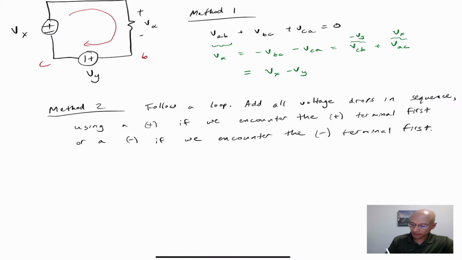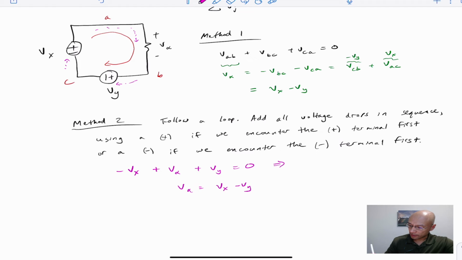Well, let's say we go from A to B to C again. Really, it doesn't matter where we start. We could start with C. Now, as we go clockwise around this loop, we encounter the minus sign of Vx first, so we have a minus Vx. And then as we go clockwise around again, we encounter the plus sign of V alpha, so we put in V alpha. And then as we go this way, we encounter the plus sign of Vy, so we put in Vy. And then we equate everything to zero. As you rearrange this, you see that V alpha is equal to Vx minus Vy. And you reference back here and say, hey, that's the same, so that's good.